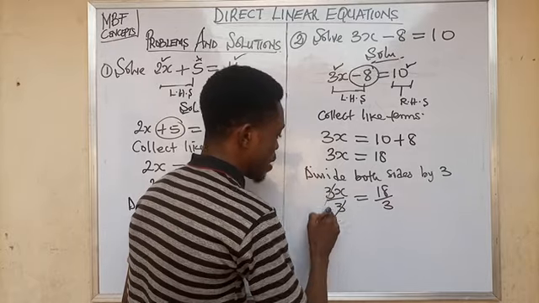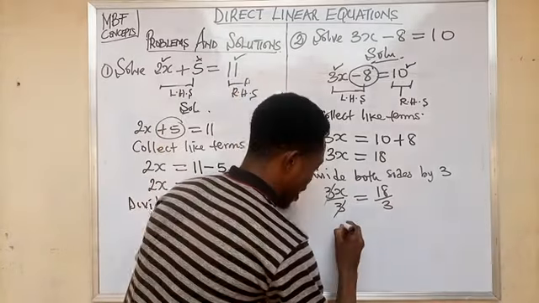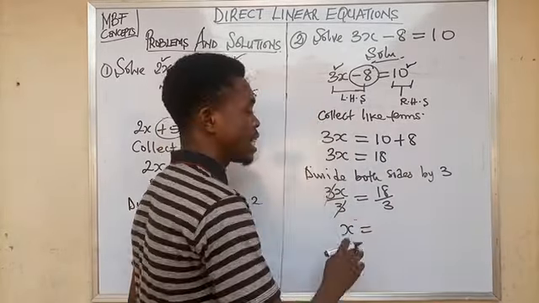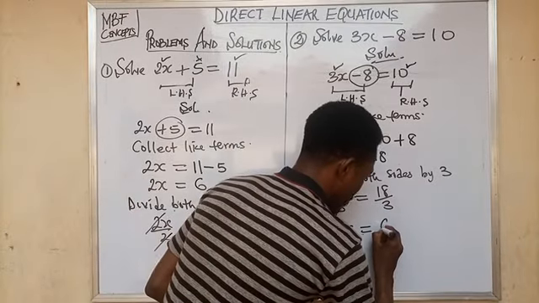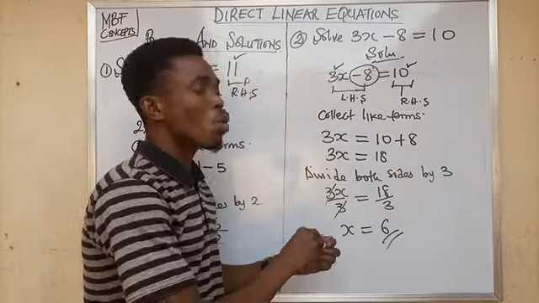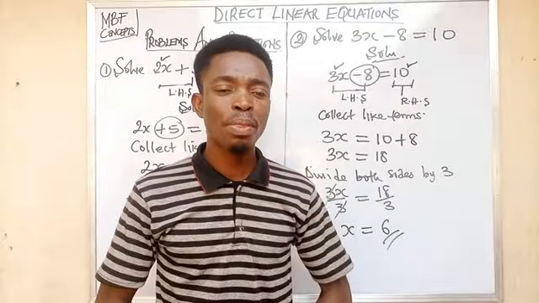Guys, 3 divided by 3 will give us 1. Then we have 1x equal to 18 divided by 3. We are going to have 6. Guys, this question is as simple as this.